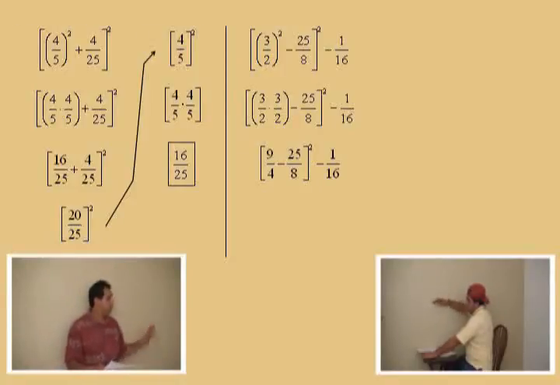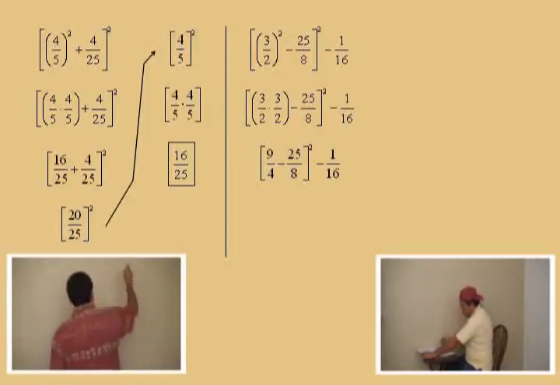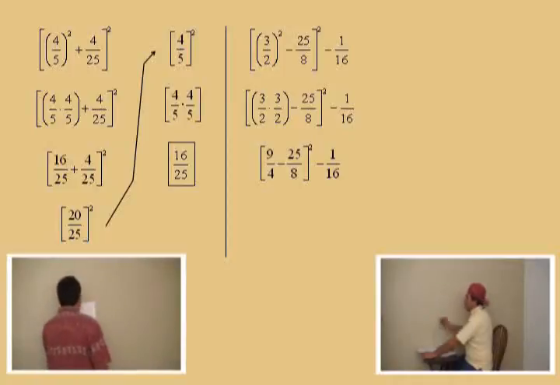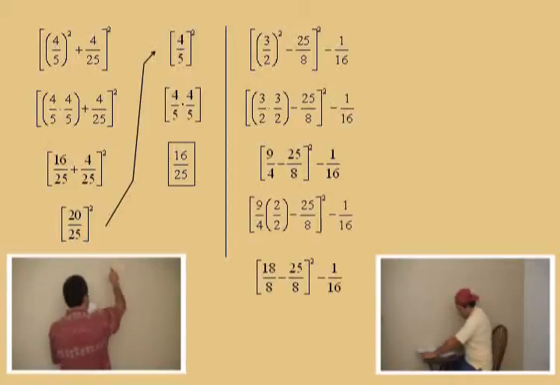Top and bottom by 2. Okay, multiply the denominator by 2, but remember, whatever you do to the bottom, you must do to the top. So there's that step there. Now, 9/4 times 2 over 2 is what, Charlie? 18 over 8. So there we go. 18 over 8 subtract 25 over 8.